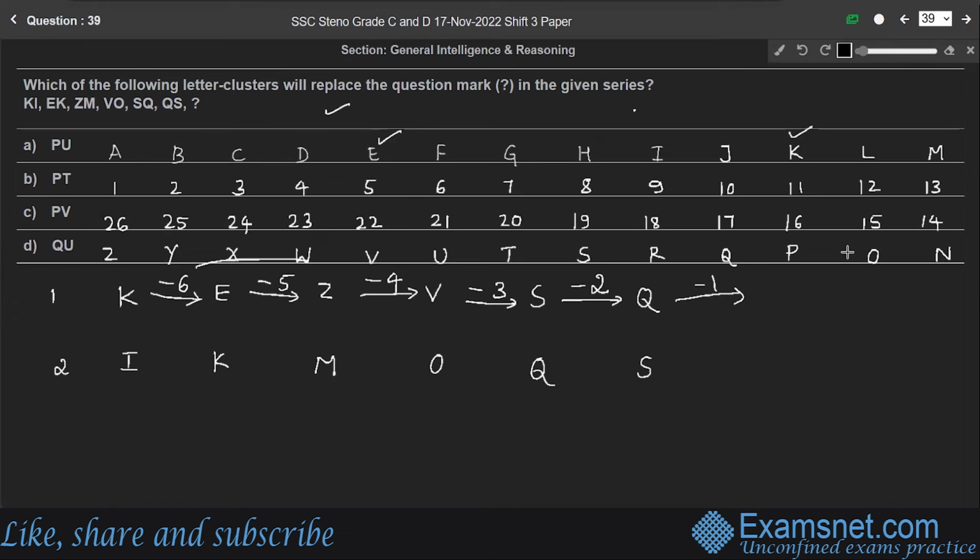Therefore, subtract 1 from Q. Q is 17, minus 1 is 16. Therefore, the first letter of the last cluster is P.